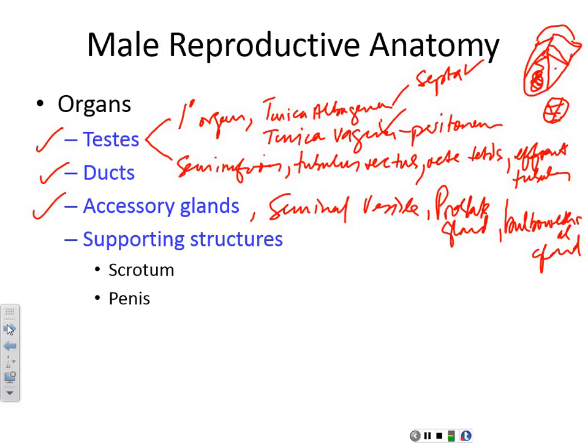And then these are supporting structures. Okay? The scrotum supports the testes, it's a pouch of skin, really. Okay? And it supports the testes. Okay?